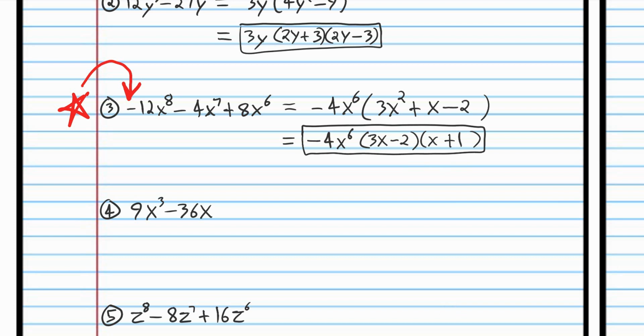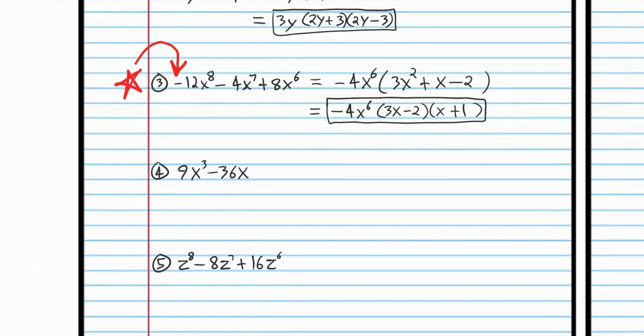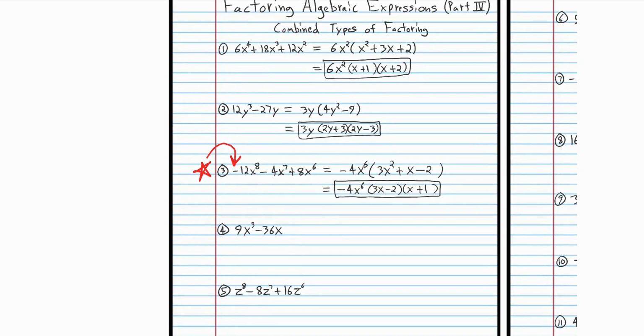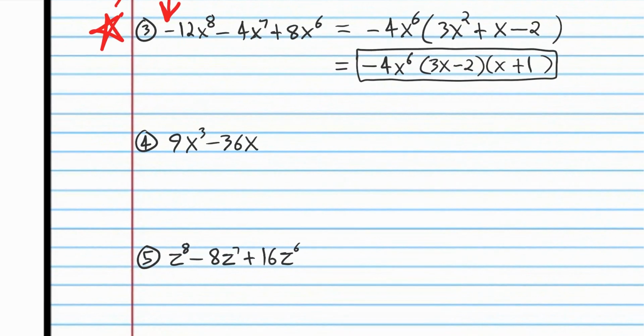Now again, if it were not correct, you would just switch the 2 and the 1. And if you got negative x, you would just keep the 2 and the 1 in the same place, but you would change the signs. Again, this is all review. All right, so let's try number 4, and then you can try number 5 on your own.